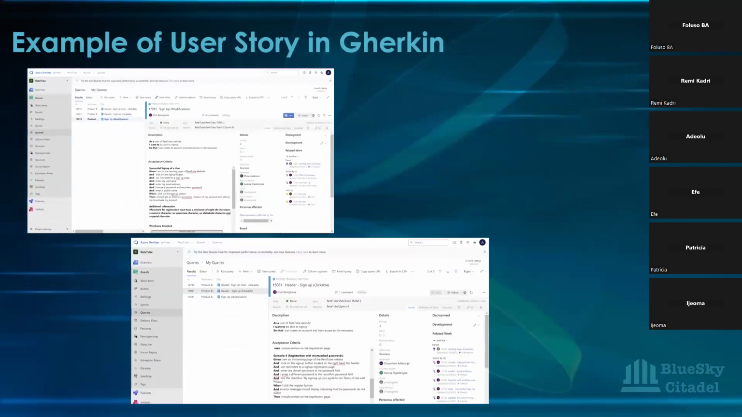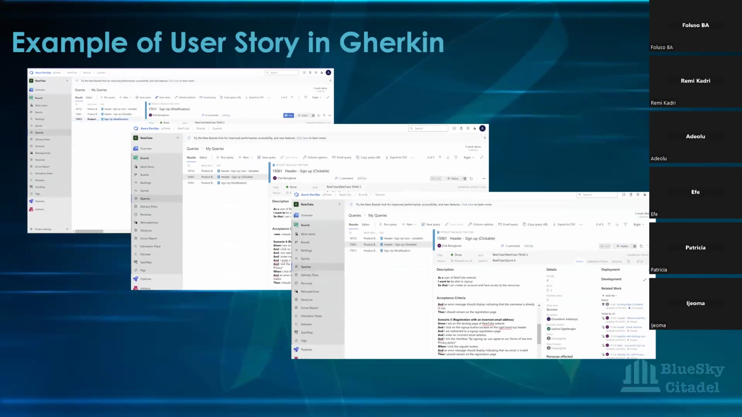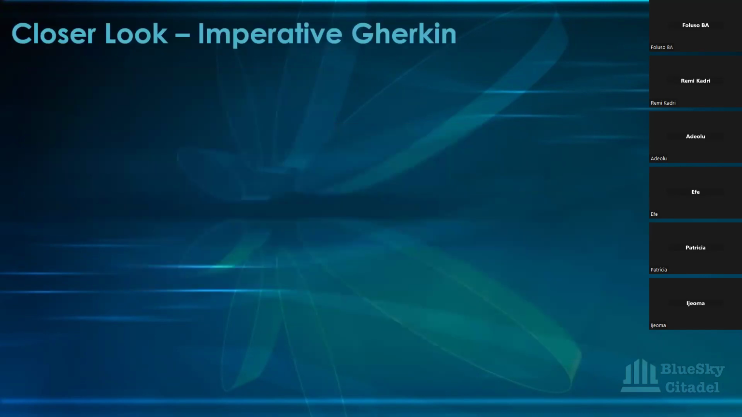So for example, this is just a screenshot of user stories written in Gherkin syntax by one of the teams that I know. I'm sure you're all familiar with this look, the Azure board, your user stories, your description, acceptance criteria, and all of that. We'll be looking at this in detail in the next minute.